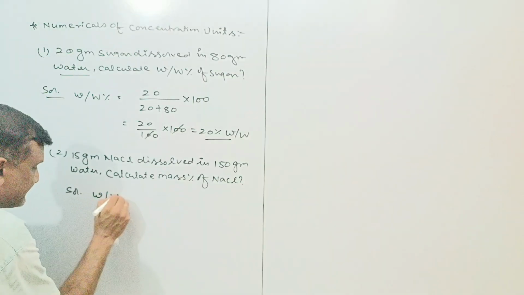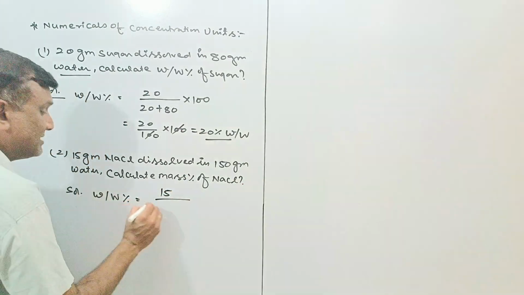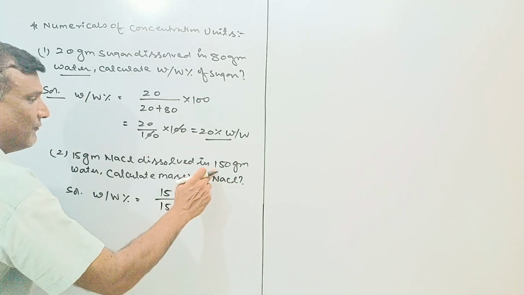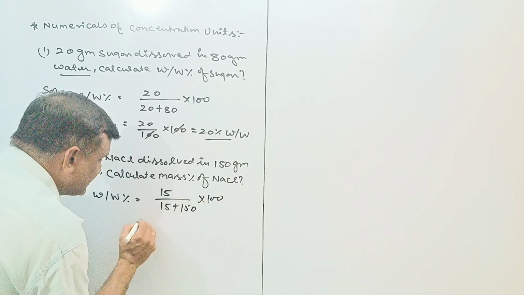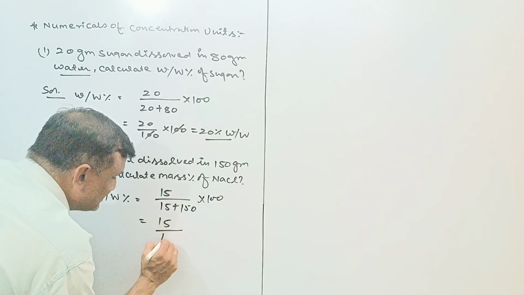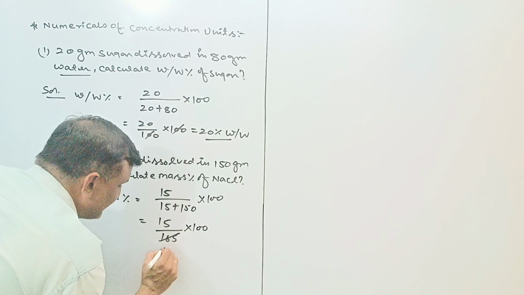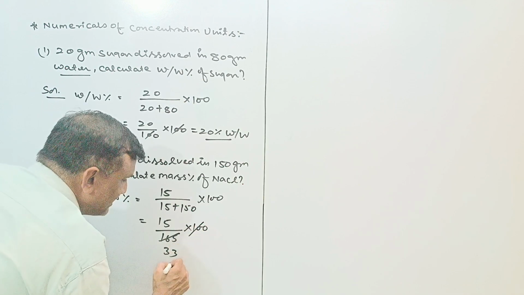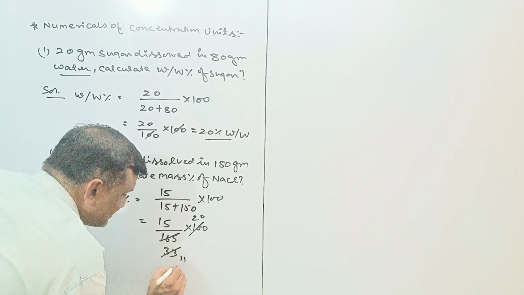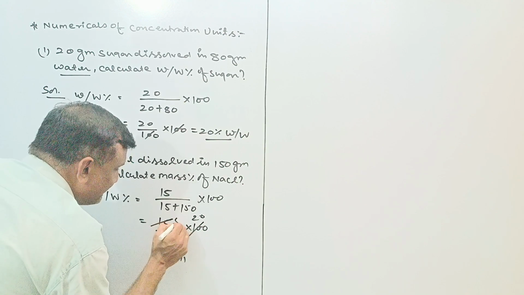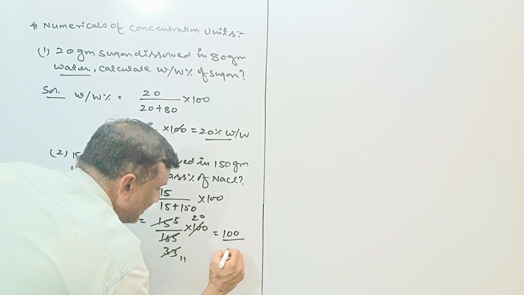This is the mass percentage. We are going to take mass of solute as 15 gram, plus 150 gram of water as the solvent, into 100. This will be 15 upon 165 into 100. It will be cancelled by 5: 5 threes are 15 and 5 thirty-threes are 165. So 5 twos are 10, and the rest is 3 times 11. Cancelling again, it will be 100 upon 11.